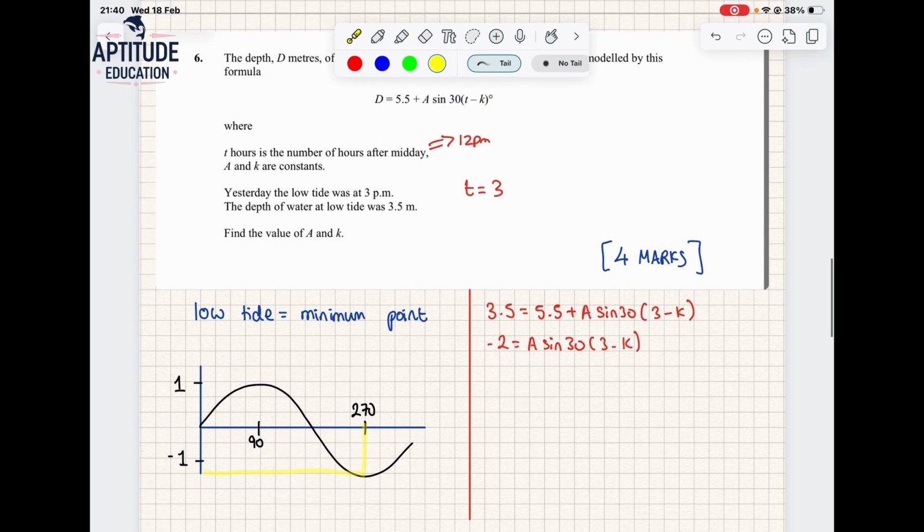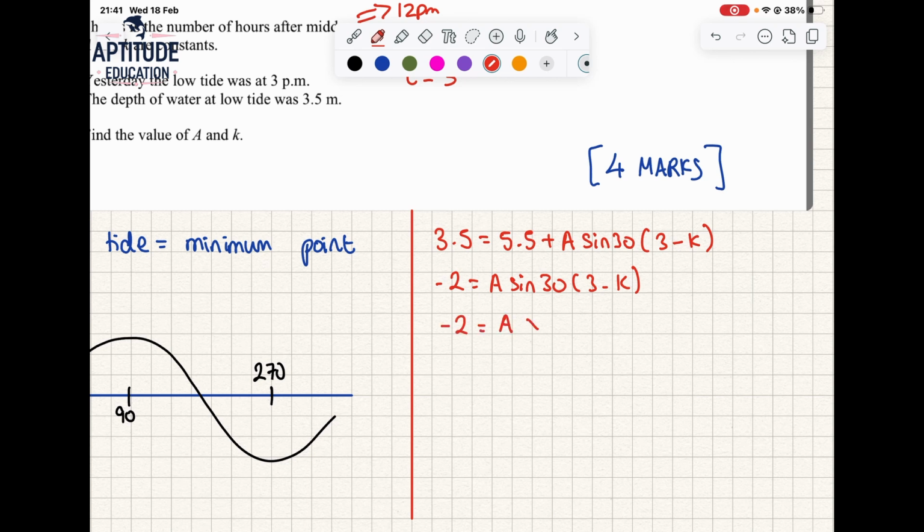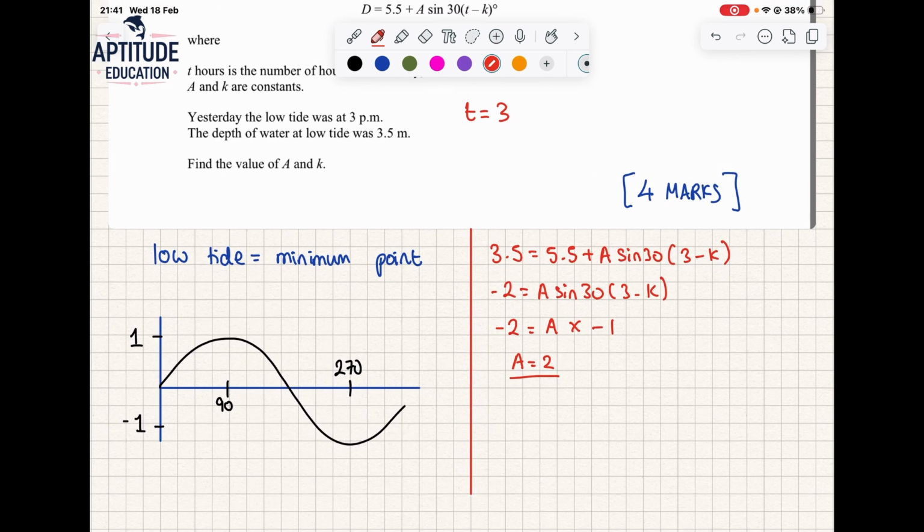Okay, so firstly, we look back at this modelling equation and we want this sine of 30 times (t minus k) to equal minus 1. So what we can do here is just isolate this part to minus 1, because we want to make it equal to the lowest point, right? So minus 2 is equal to a multiplied by minus 1, so a is equal to 2. Okay, so that's our first part of the question done.